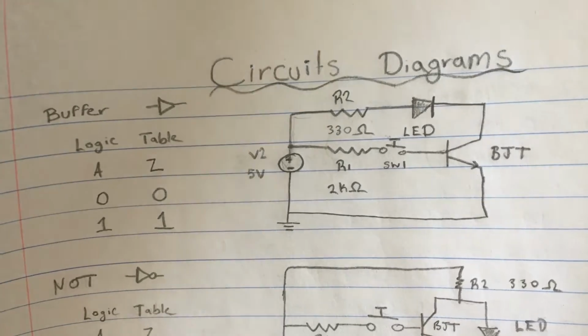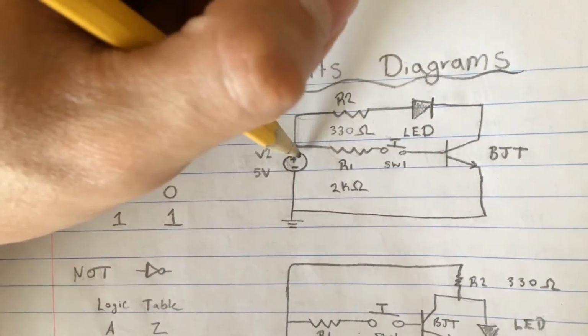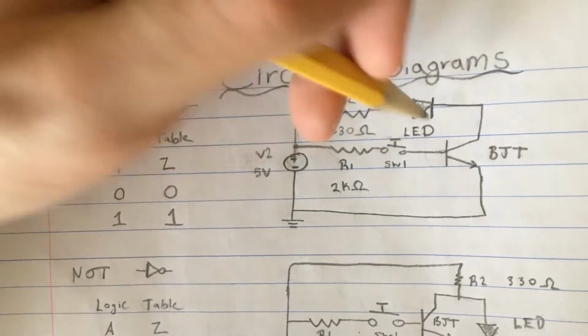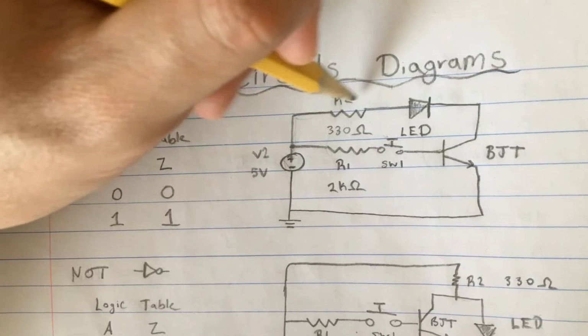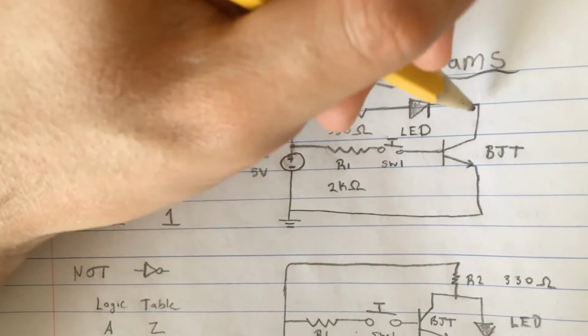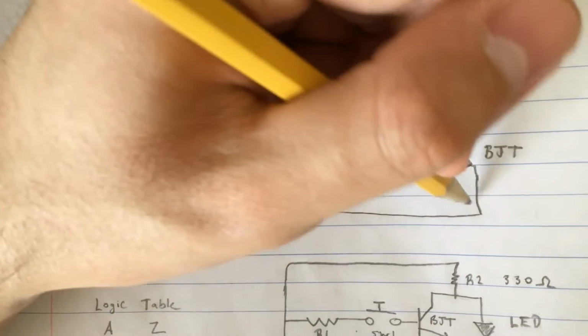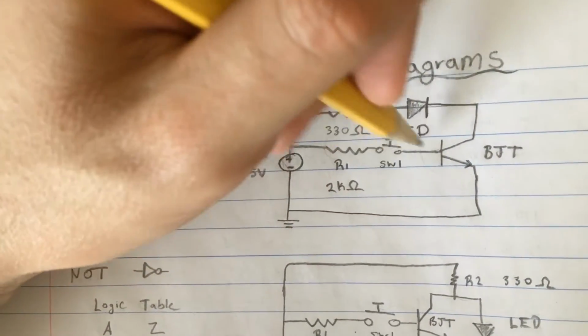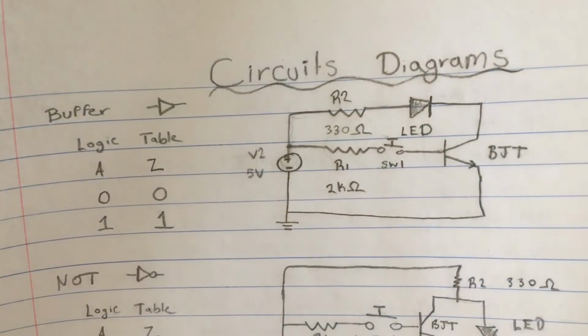Our second case is when our input is 1, meaning that the switch is going to be turned on, meaning that current is now going to flow into the resistor, into the switch, and into the base of the transistor. It's going to go into this resistor, into the LED, and into the collector branch of the transistor. Now the electrons can move from the emitter of the transistor into this whole circuit, meaning that the LED is going to be turning on.